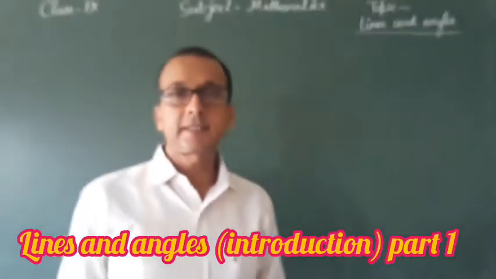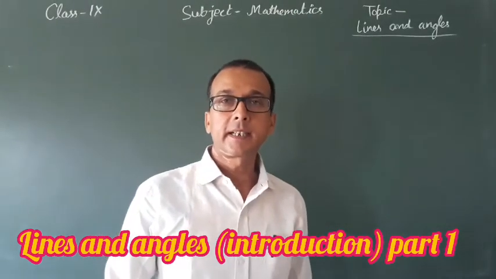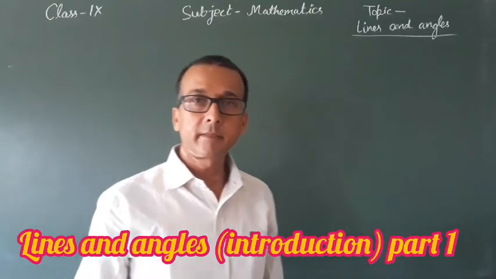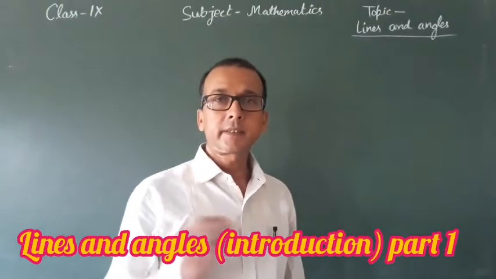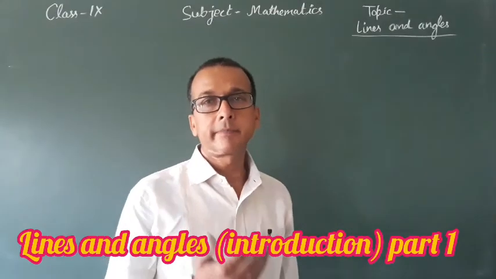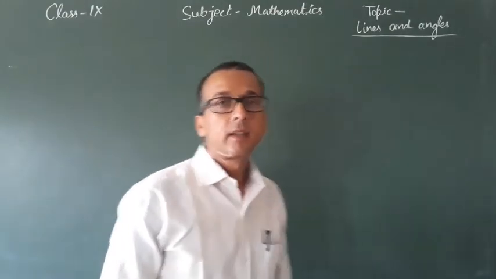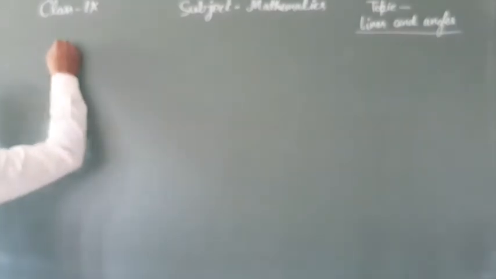Today we are going to start a new chapter, that is lines and angles. Chapter number 6 of NCERT. In this chapter, first of all we are going to study about some basic terms and definitions. The very first definition is point.